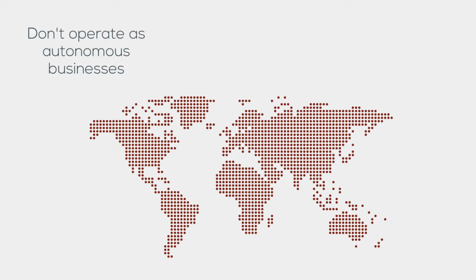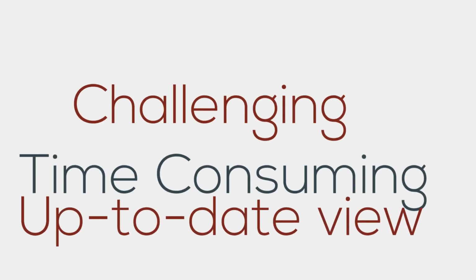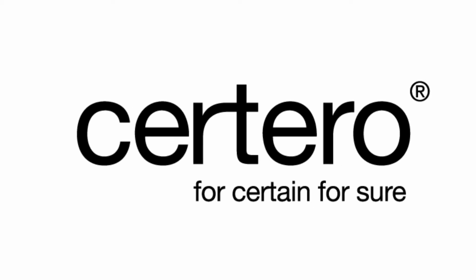Company X is global, which makes collecting all the necessary information in one place difficult. Obtaining an up-to-date and centralised view of all these assets is time-consuming and proving impossible. They need a holistic view of all their SAP licensing risks, and they need it fast. This is where Certero can help.